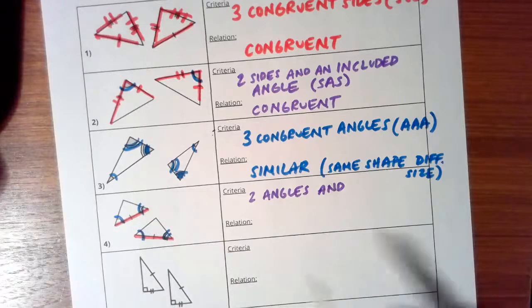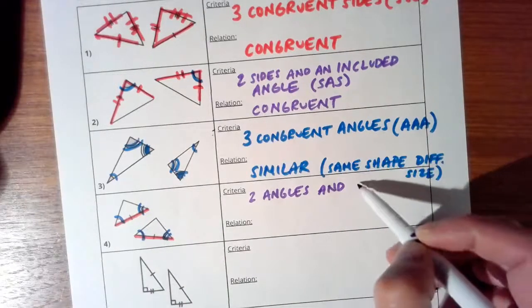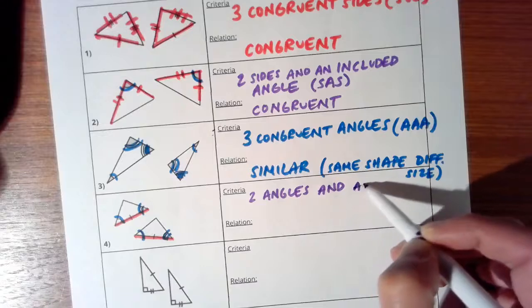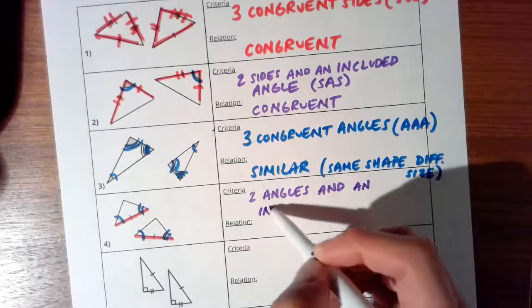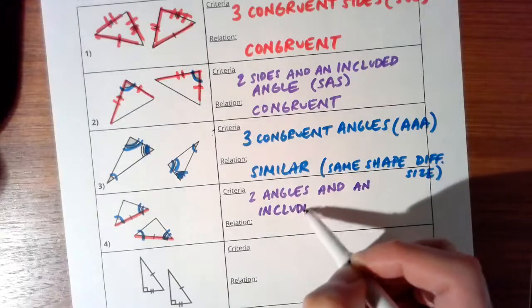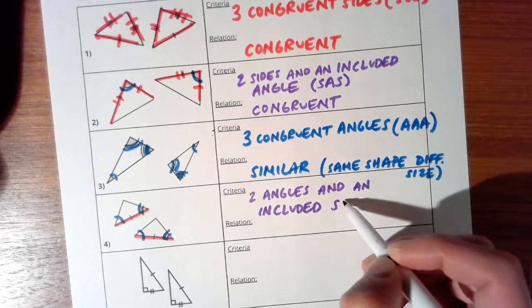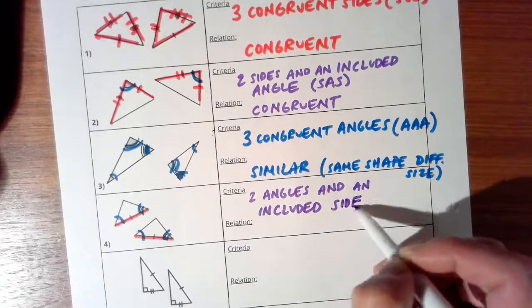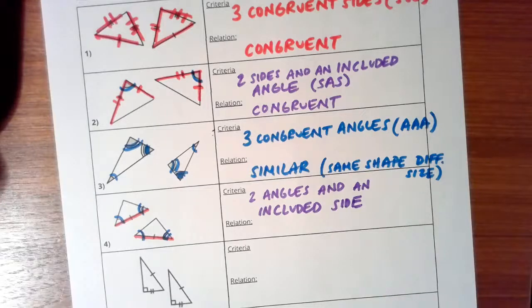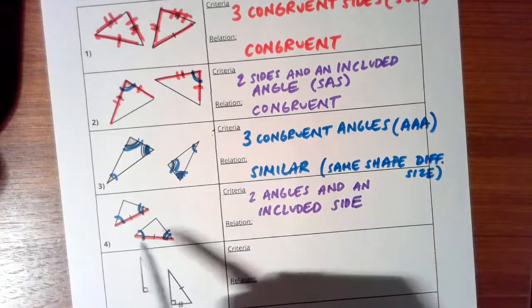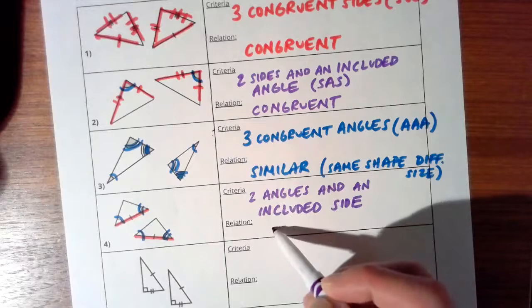So it's 2 angles and an included side. And if you have that information, it's enough to prove that the 2 triangles are congruent.